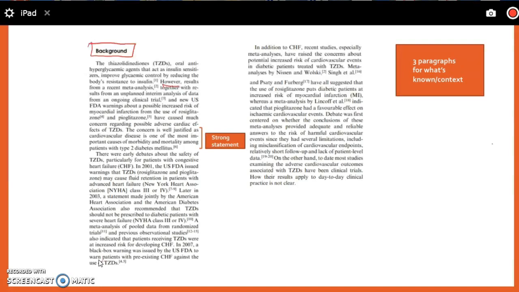It really focuses on congestive heart failure and some other studies that have shown some of these terrible effects of the study of these particular drugs on patients with type 2 diabetes. And then the last paragraph, in addition to congestive heart failure, there's other increased risk of cardiovascular events in diabetic patients when they're treated with these TZDs. And, again, more support from existing research.